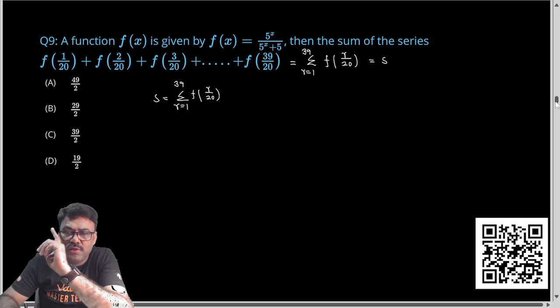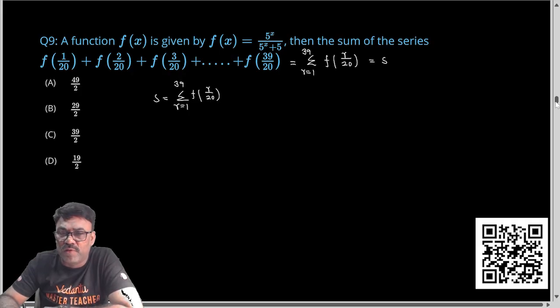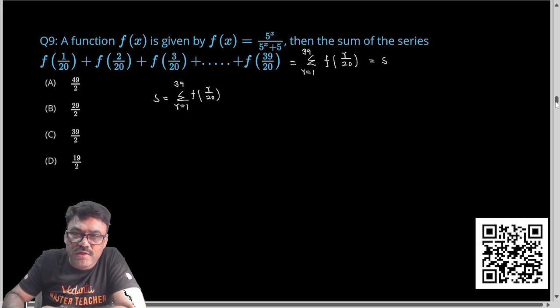of integration. In King's property of integration, what you do, you can replace x with the sum of limit minus x. x is the variable, so you can replace x with the sum of limit minus x. Same in summation you can do. You can replace the variable r by sum of limit minus r, and the sum of limit is 40 here. So I can replace this r in the summation as 40 minus r.